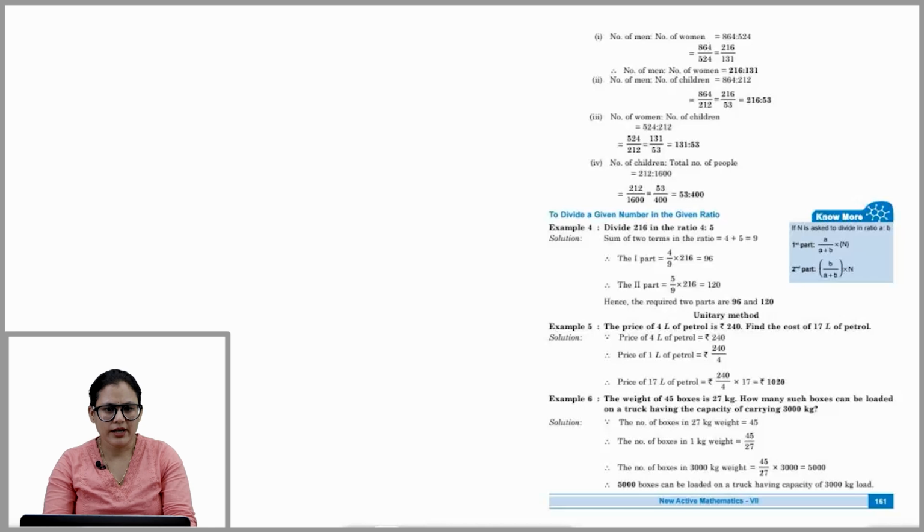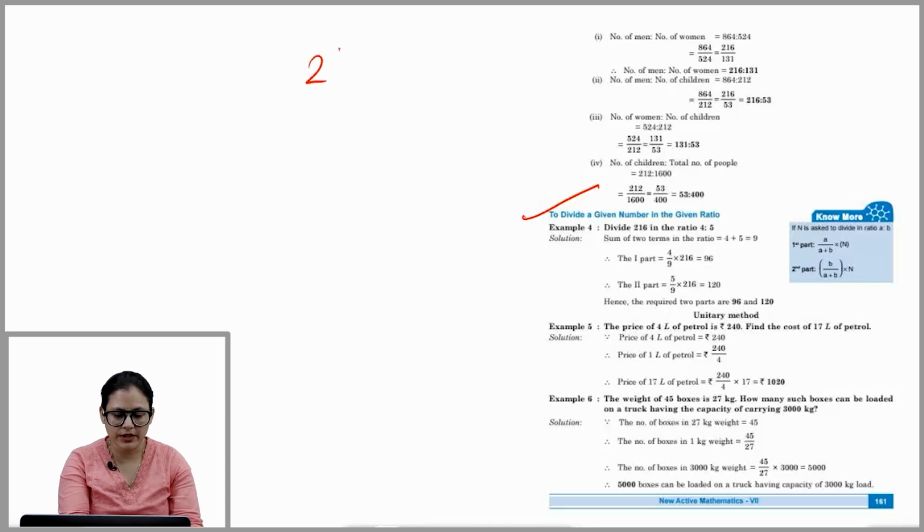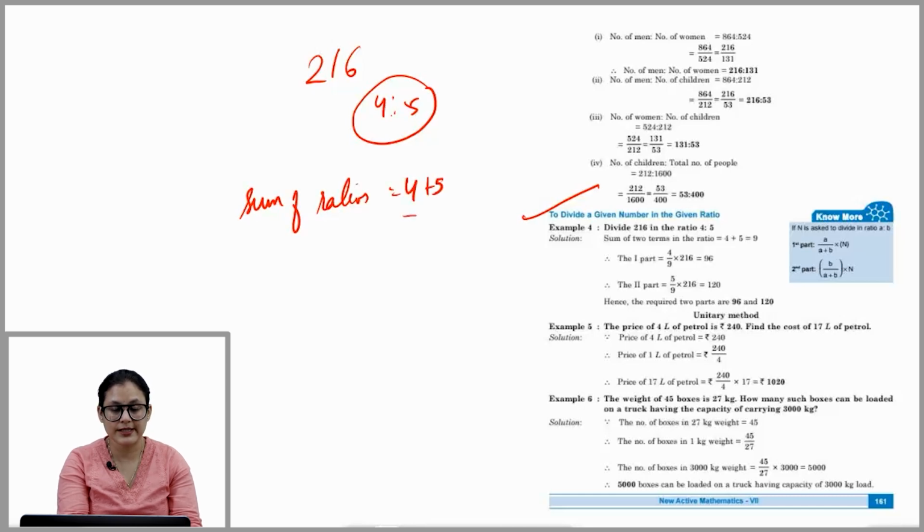Next, to divide a given number in the given ratio. Example, divide 216 in the ratio 4 is to 5. You have been given this number and we have to divide this number in this ratio 4 is to 5. Then what will we do? First, we will find out the sum of ratios. So sum of ratios is equal to 4 plus 5, that is 9.